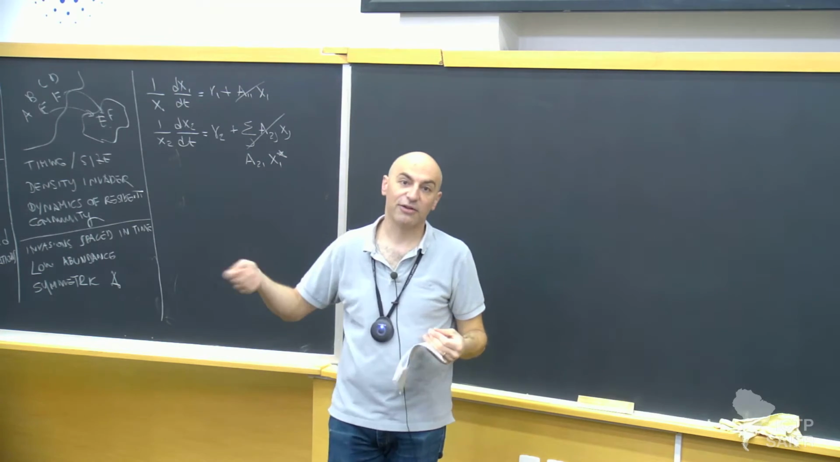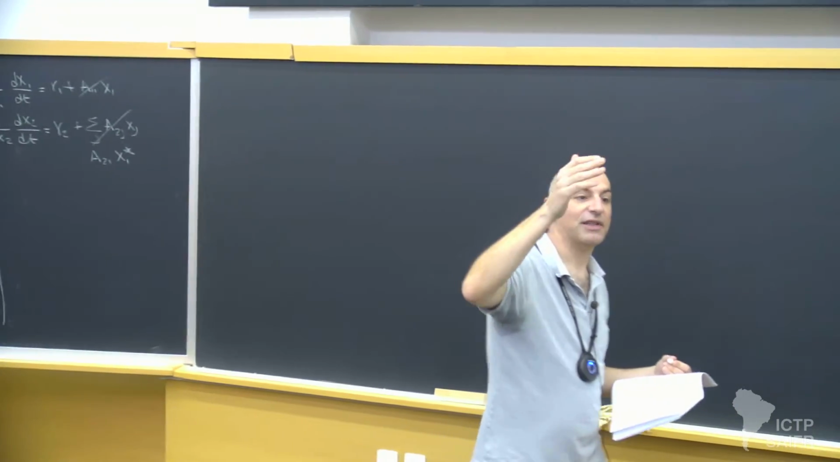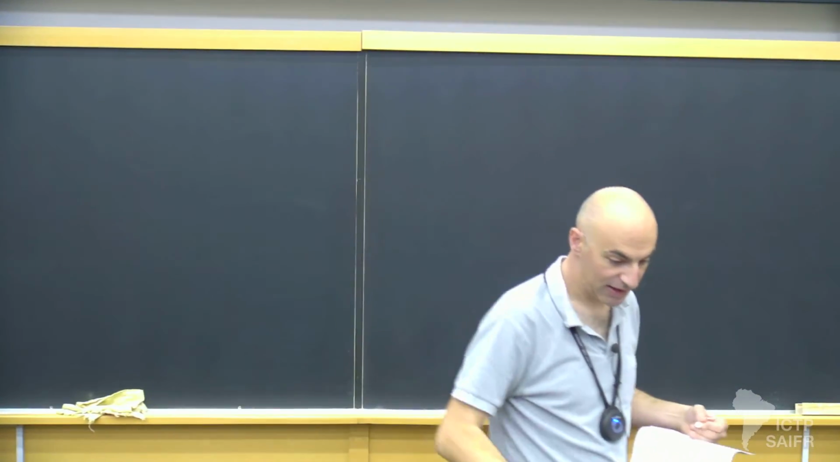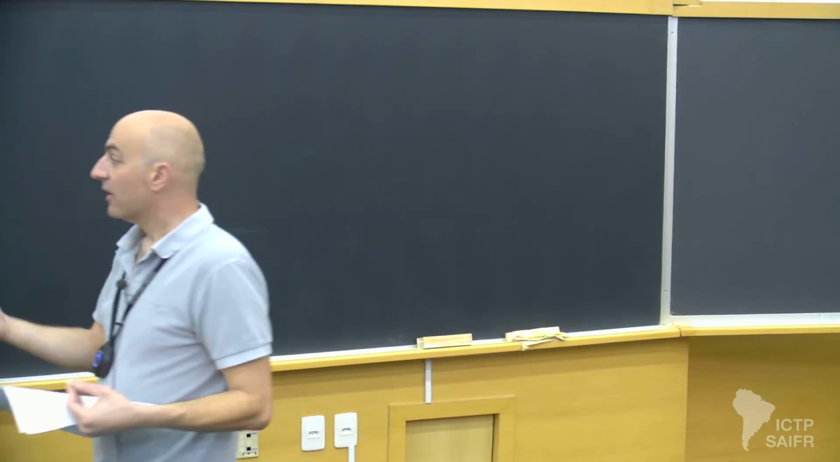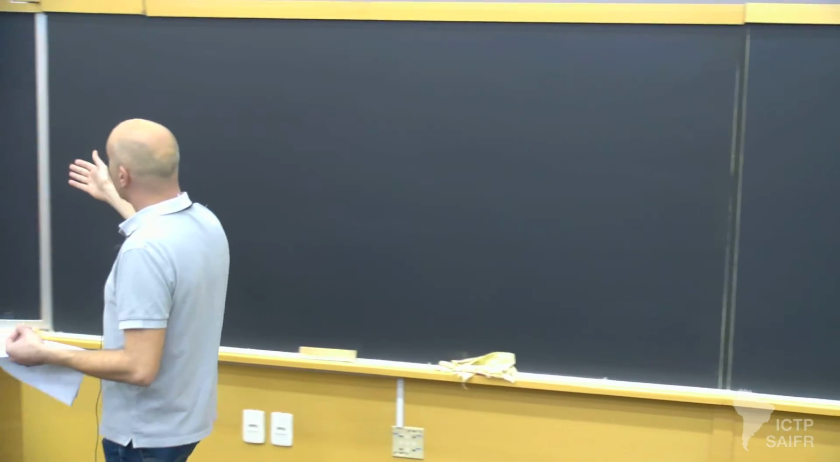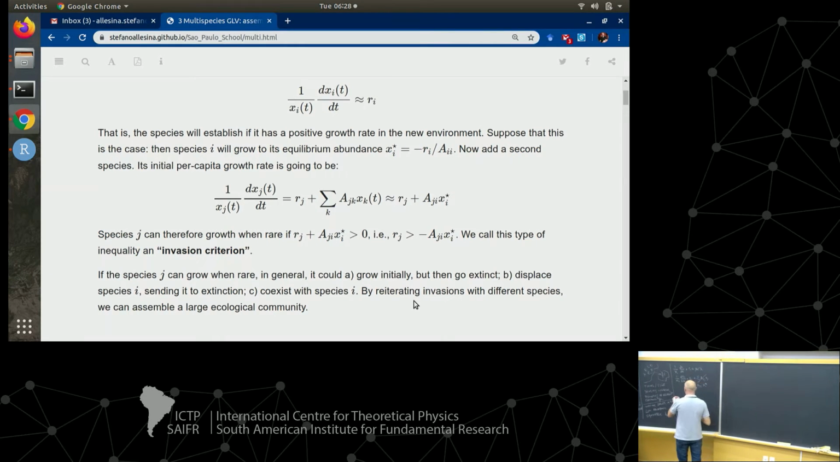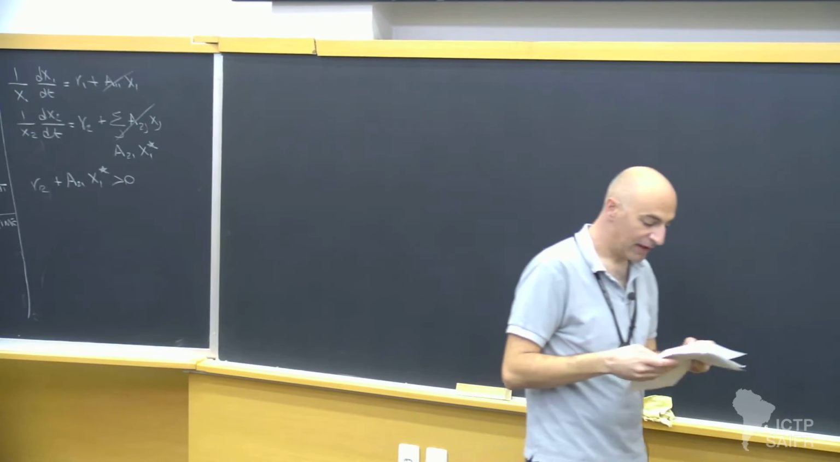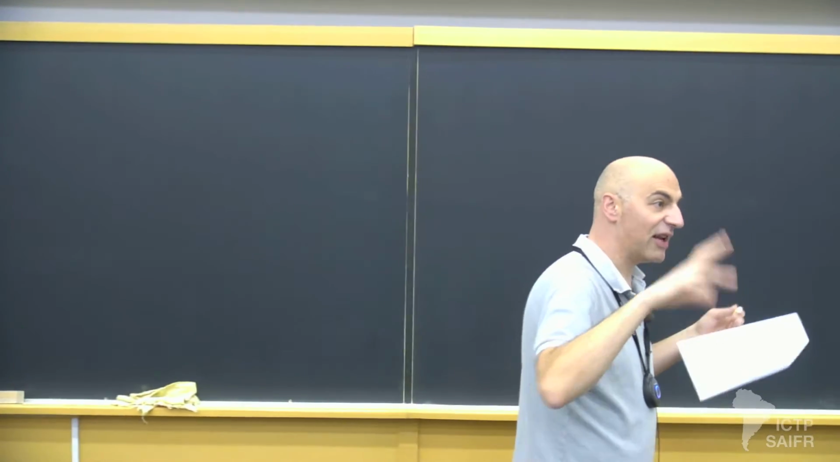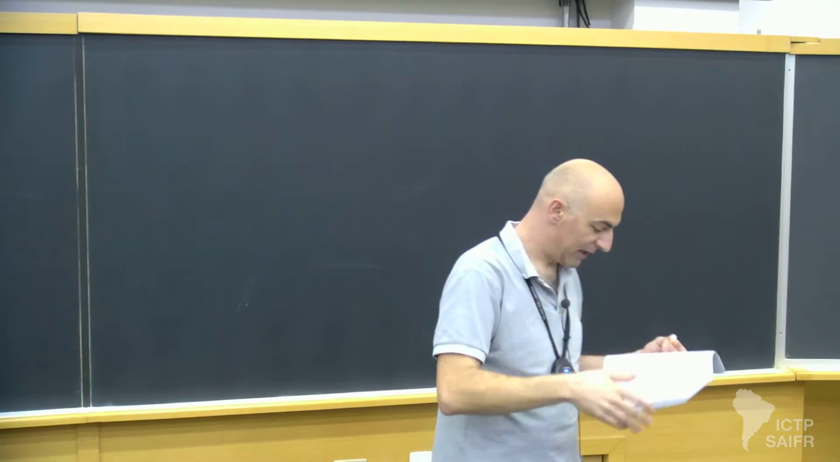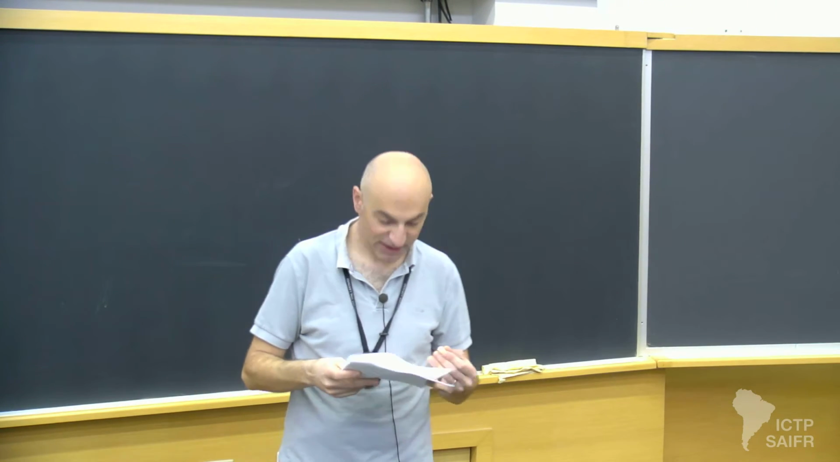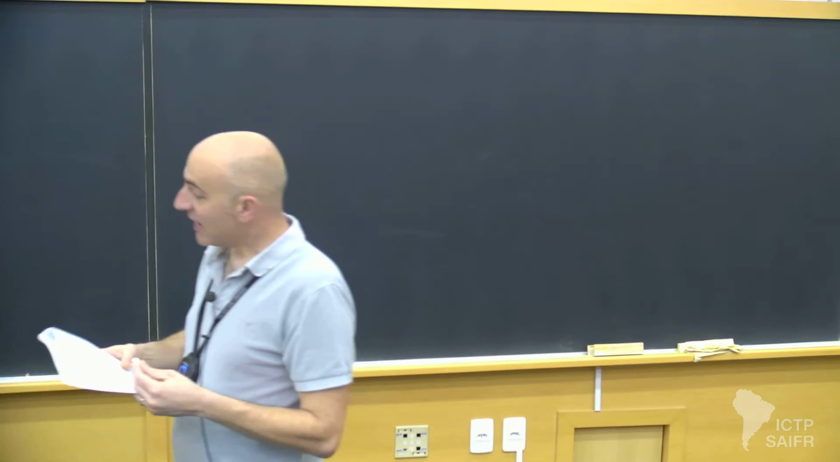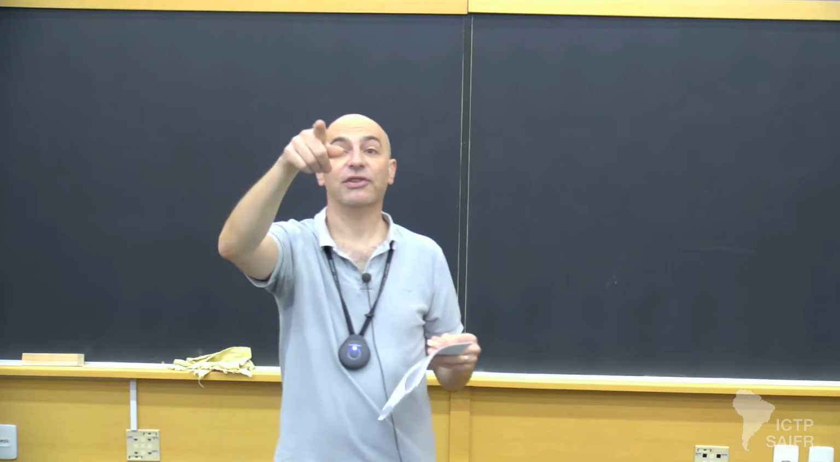So, can it grow when the other species is at its carrying capacity, basically, which is exactly what Priyanka did yesterday. This gives me a criterion for invasibility of the second species: this thing has to be positive. So I have to have R2 plus A21 X1 star greater than 0 for this species to grow. We will call this type of inequality an invasion criterion, and we can write more and more complicated ones. At some point I will stop because it gets too complicated. And, oh, there's a question, yes.